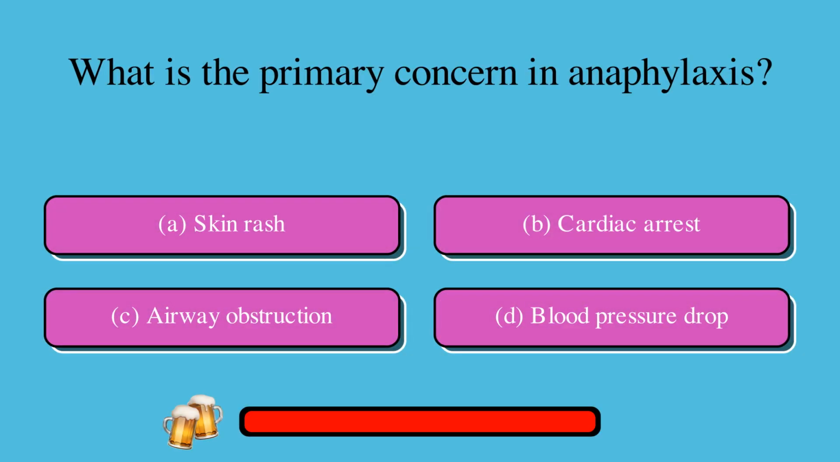What is the primary concern in anaphylaxis? A. Skin rash, or B. Cardiac arrest, or C. Airway obstruction, or D. Blood pressure drop? The correct answer is C. Airway obstruction.